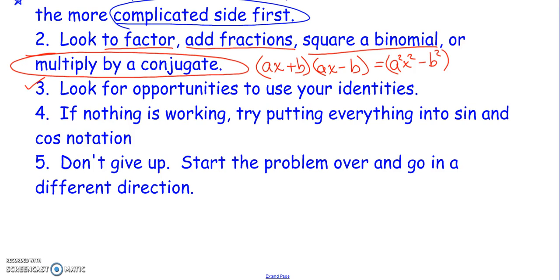A new strategy, similar to number 2, is if nothing's working, you can try writing everything in terms of sine and cosine. Sometimes that works, not all the time, but it's a strategy that we will use.